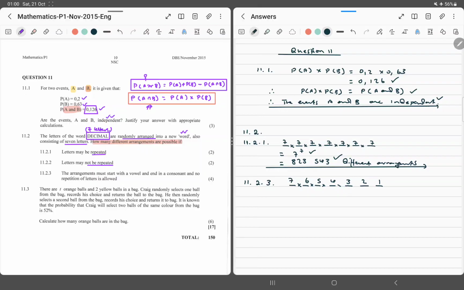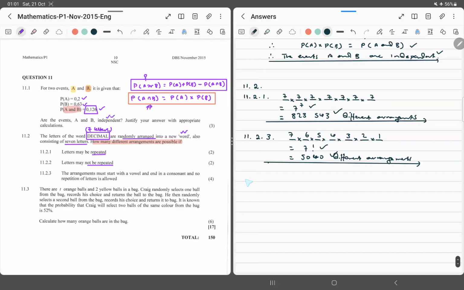Okay. So when we don't have repeats, we get a factorial, because this is 7 factorial. So let's do it. What is 7 factorial? 7 factorial is 5040. Again, different arrangements. That is the stuff that we need to reconcile. So knowing this is a 7 factorial and getting that value is those 2 marks.